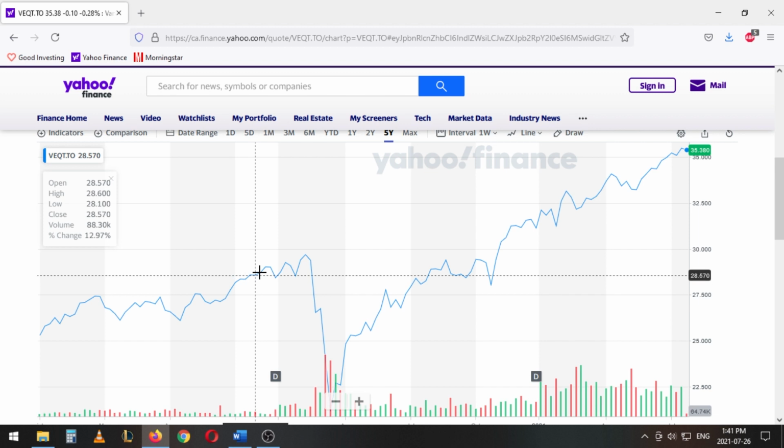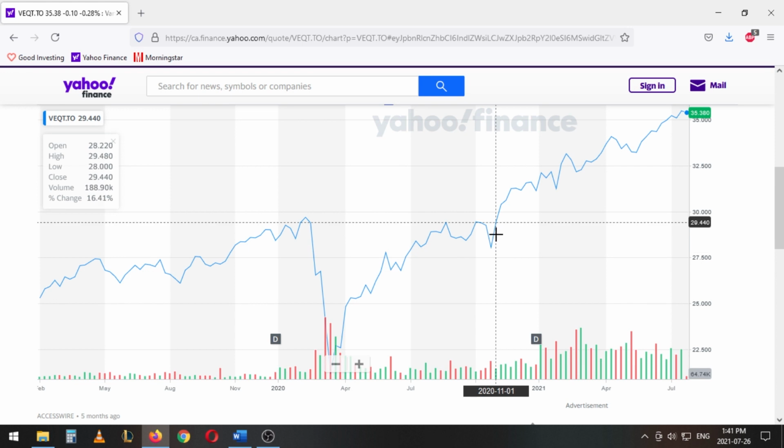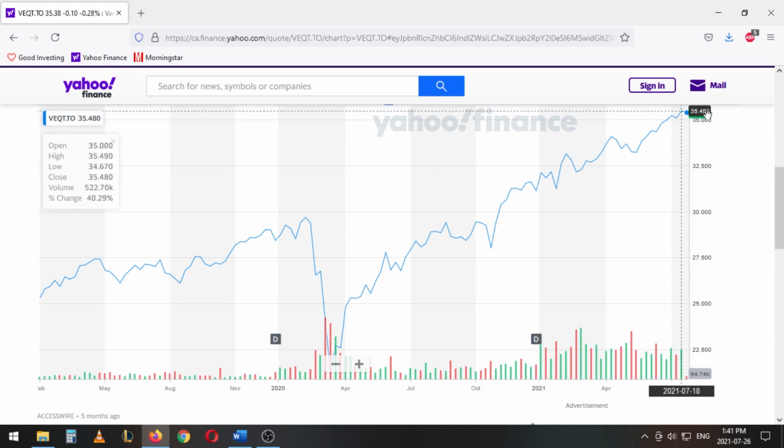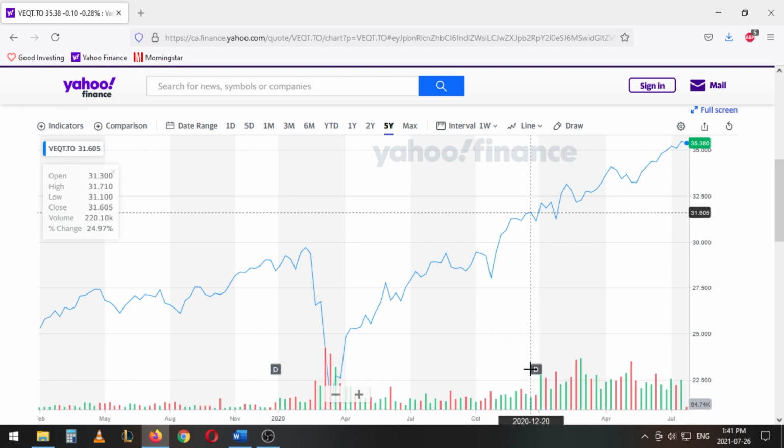You can see the market did well, and then until the COVID crash. So this would have been sort of February 9th, 2020, we can see the COVID crash. And then the recovery took a little while to get back up, not too long. And then it really has done well since then, post-COVID. As well, notice here that there are dividends.